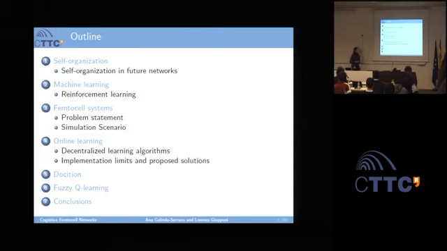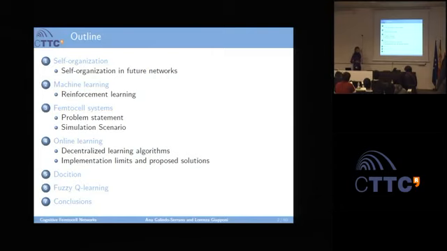So the outline of the presentation will be as follows. First, I will give a very brief introduction about self-organization and more specifically self-organization in future networks. Then we will go for machine learning, which is the technique which allowed us to implement the self-organization techniques. And more specifically, we will go to reinforcement learning algorithms. Then we will stop here and I will present the problem we aim to solve and the simulation scenario we use to validate the proposed solution.